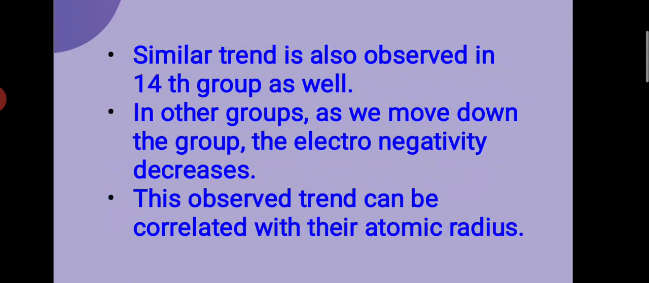So what is the general trend? The electronegativity will be decreasing as the atomic radius increases. This is similar to the ionization enthalpy. So electronegativity will be decreasing and atomic radius will be increasing, because the size becomes larger and larger as you move down the group.